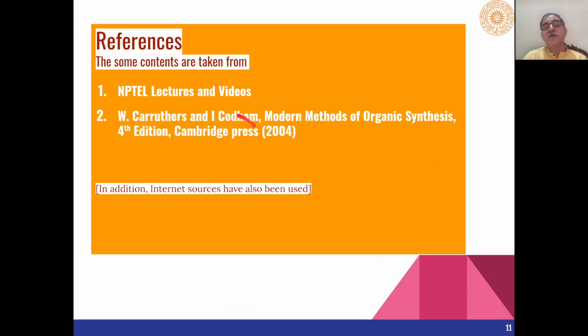So these are the references which have been used for preparing this reaction, in addition to the references already given in each slide from where the examples have been taken.